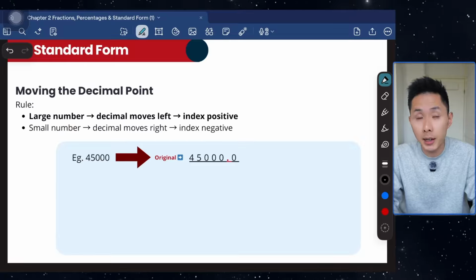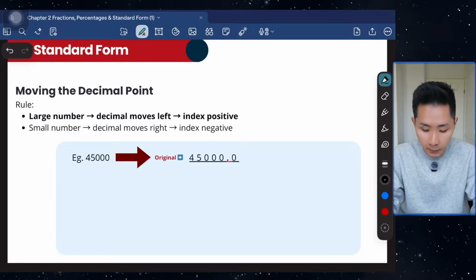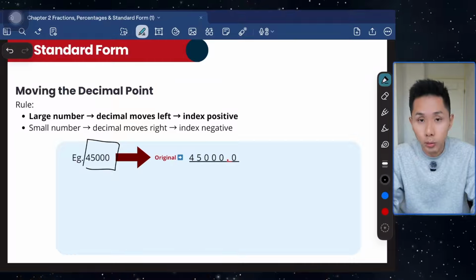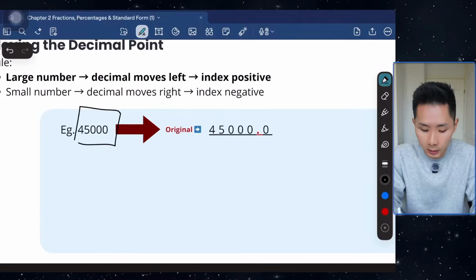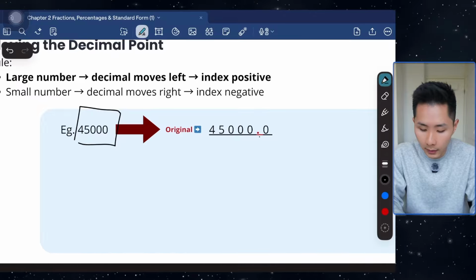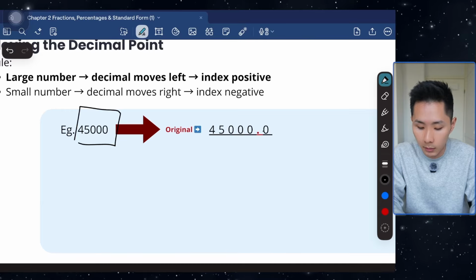Without further ado, let's learn how to convert a large number into standard form. Say you have 45,000. How do we convert this into standard form? To do that, I have a little trick here. I'll just convert 45,000 into 45,000.0.